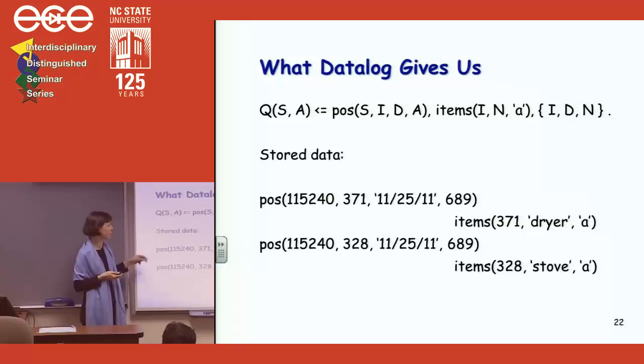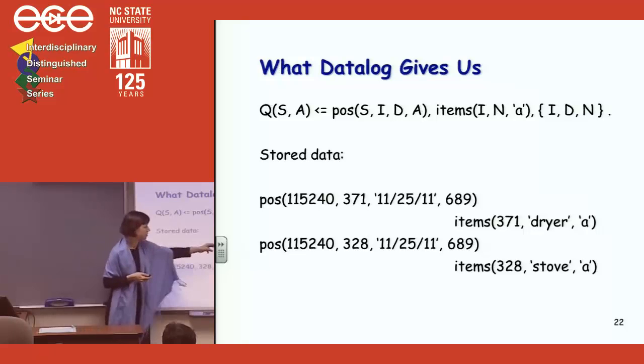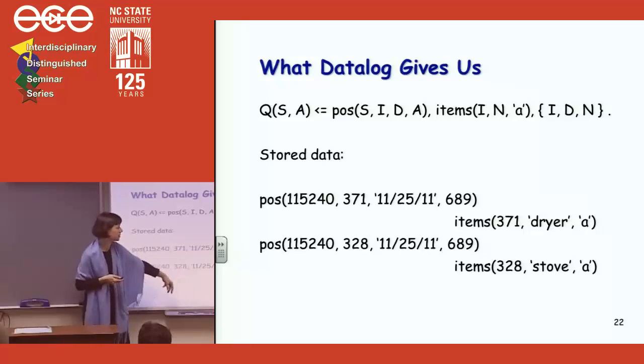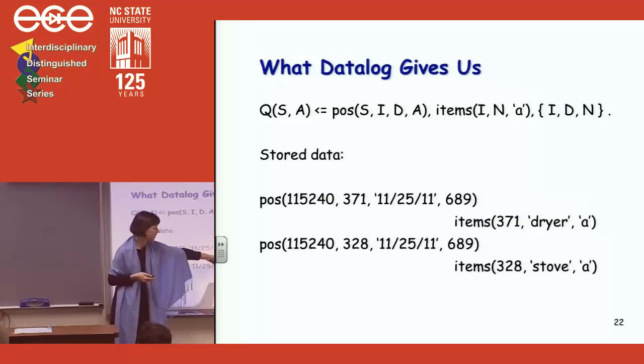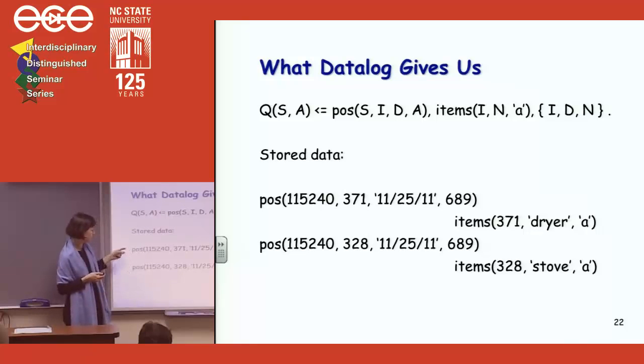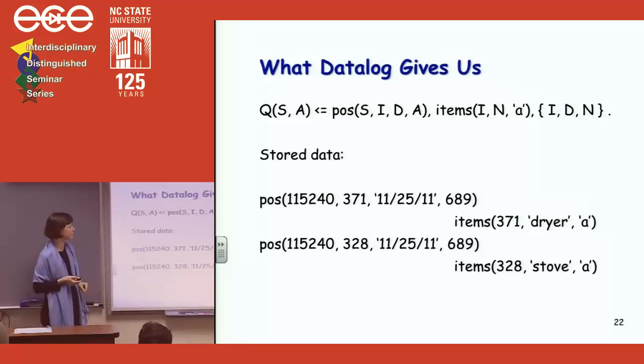This is a row of the point of sale table. Here's a row of the items table. For this item ID 371, it says that the name of this item is dryer, and it is an appliance. From now on, I'm going to abbreviate appliances because otherwise I can't bring this into the same line. And so we can represent stored data in Datalog in the same way as queries. Okay? So we have 2 rows in the point of sale transactions table, and we have 2 rows in the items table. Now, how do we produce answers to this query?